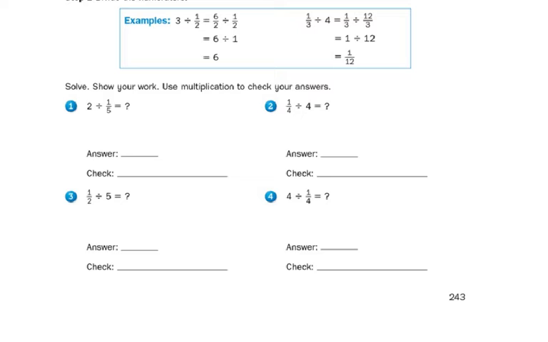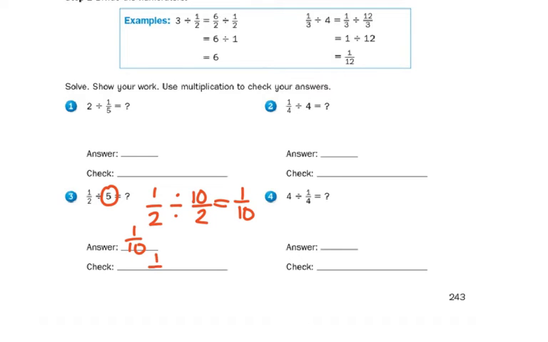Let's continue with number 3. 1/2 divided by 5. So keep 1/2 the same. We're going to divide that, keep the denominator as 2. 5 circles times 2 equal sections for each. 5 times 2 is 10. 10 halves. Go ahead and take 1 divided by 10. 1 circle divided into 10 equal parts gives you 1/10. So the answer is 1/10.